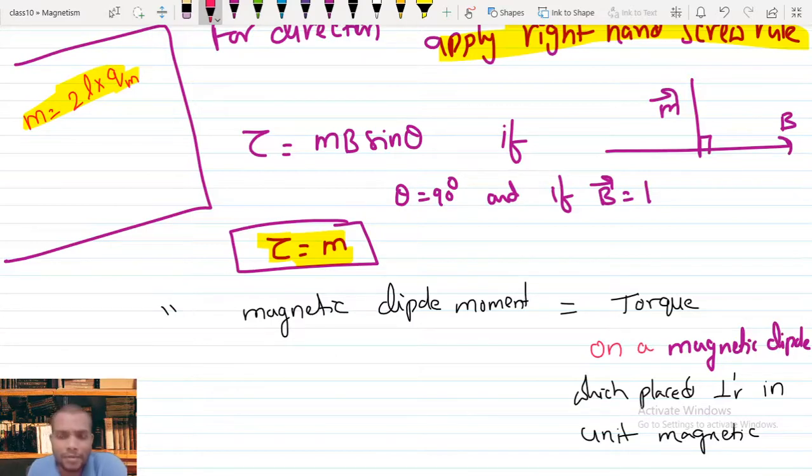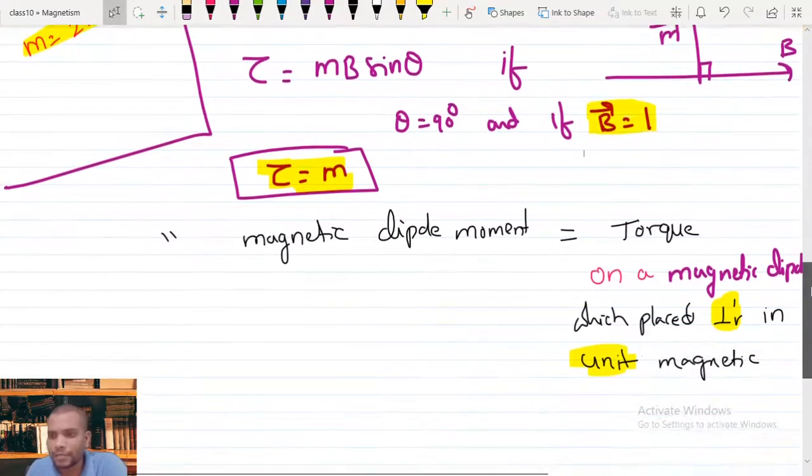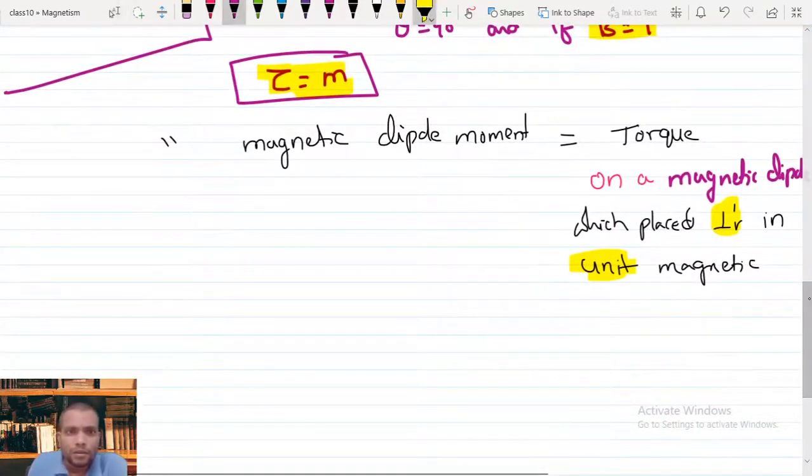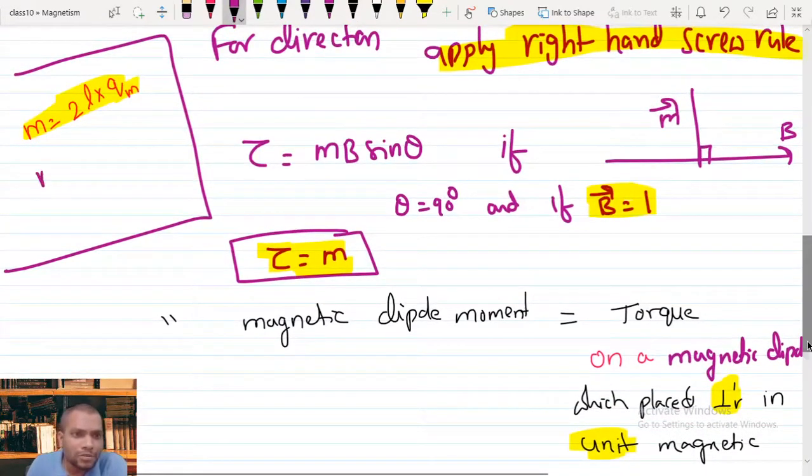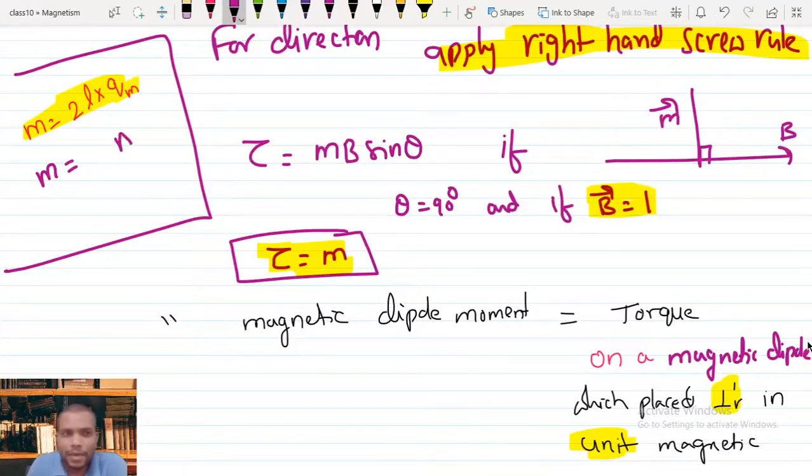Torque on a magnetic dipole which is placed perpendicular, especially perpendicular because that angle should be 90 degrees, in a unit magnetic field. Here the B value equals 1, then we can define torque equal to magnetic moment. One more thing here, we got the units for magnetic moment M as ampere meter square. So these units we got from the earlier chapters.